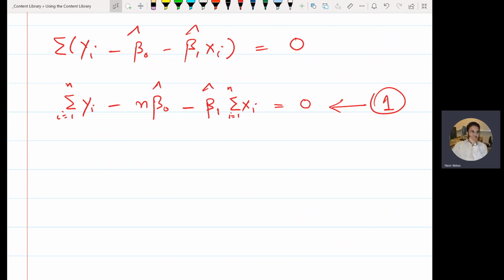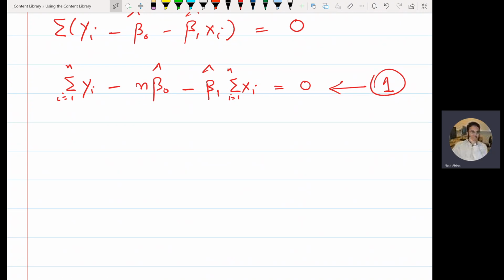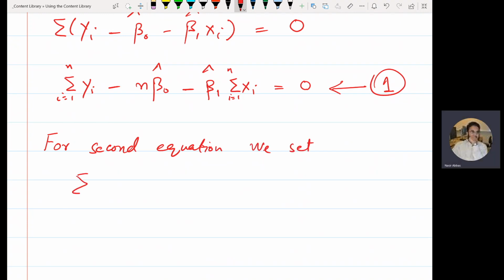And because I'm not doing it here, that means it will come in exam. Okay? Let us do the second normal equation, which means we set summation epsilon i square differentiated with respect to beta 1 equals 0.